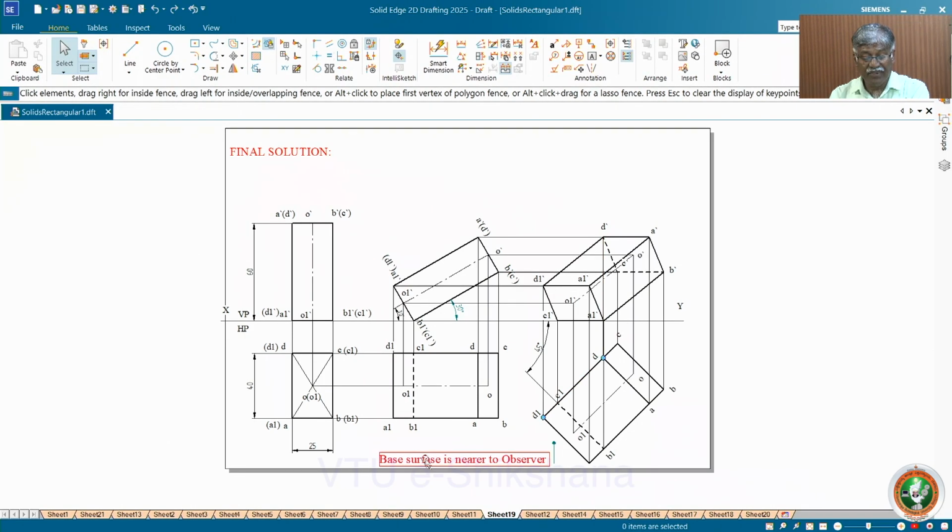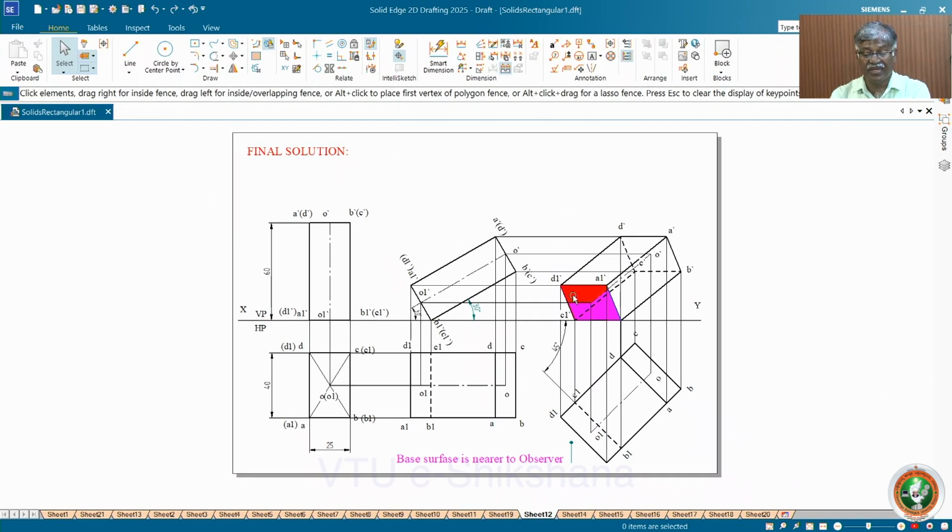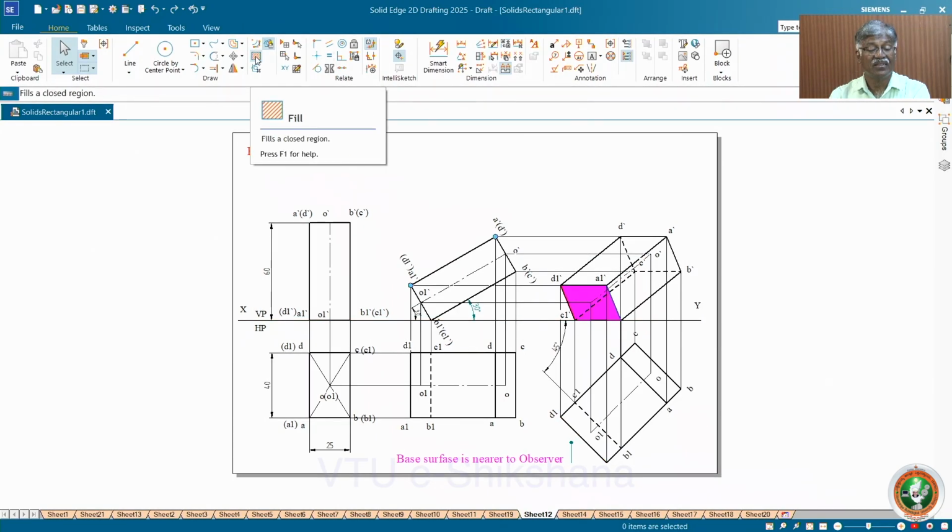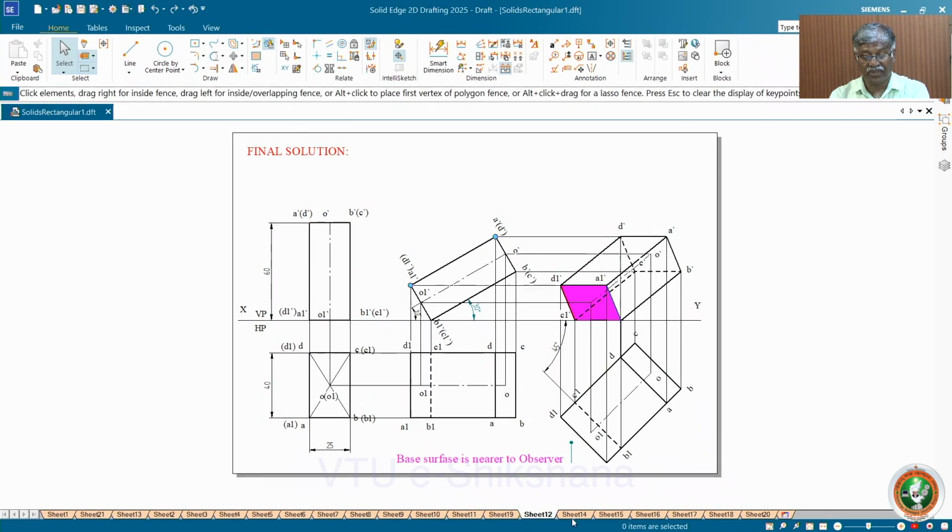Suppose that the base surface is nearer to the observer in this case. Suppose that I have it away from the observer, that is nearer to VP. So what happens? The base will be available but not visible. See, the same thing, the base is nearer to the observer. I have made some arrangements to clarify this. This is the visible key surface because the base is nearer to you. A1, B1, C1, D1 is visible. You can use the fill command and do it. Next, don't do it, this is only for explanation purposes.